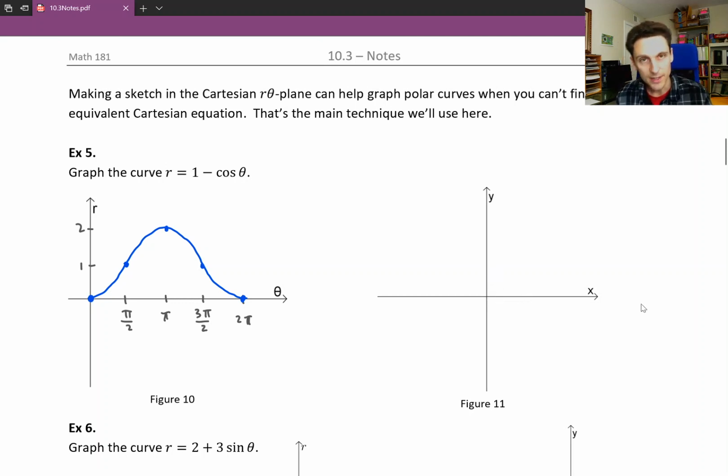Let's just draw the starting and the ending points first, though. So r equals 0 and theta equals 0, that would be right here at the origin. If r equals 0, it doesn't matter what theta is, you're at the origin. And then if theta equals pi over 2 and r equals 1, then you're over here at a y value of 1.